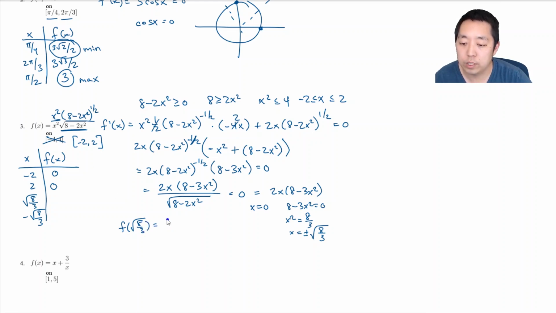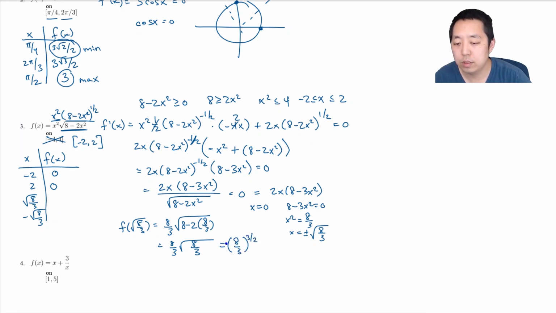Now what happens when I do the square root of 8/3 is it's going to be x squared, which is just 8/3, times the square root of 8 minus 2 times 8/3. Right? Because anywhere there's an x squared, it'll just become 8/3. And so this will be 8/3 square root of 8 minus 16/3. This is 24/3. 24 minus 16 is 8/3. So 8 root 3, 8 root 3. This is really 8/3 to the 3/2 power, right?